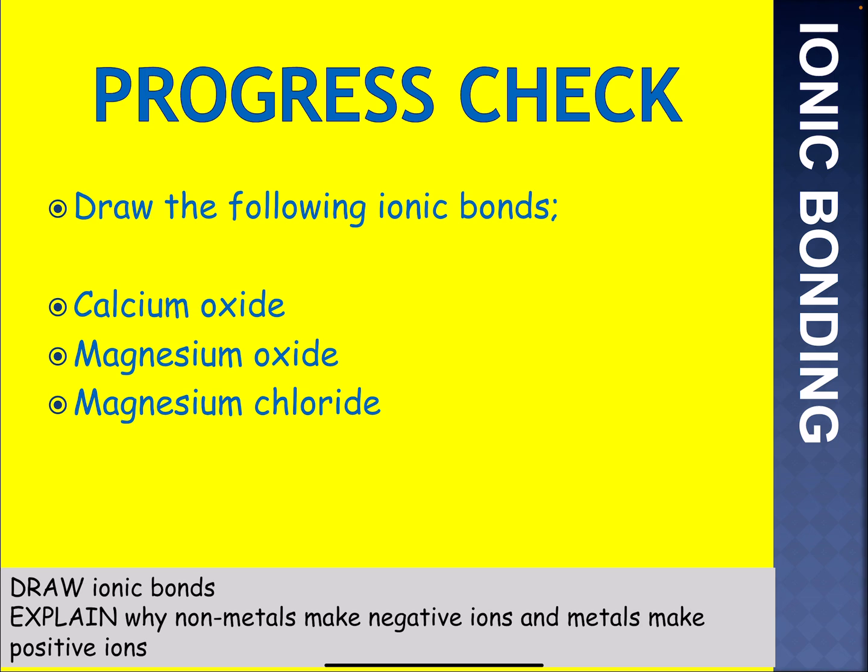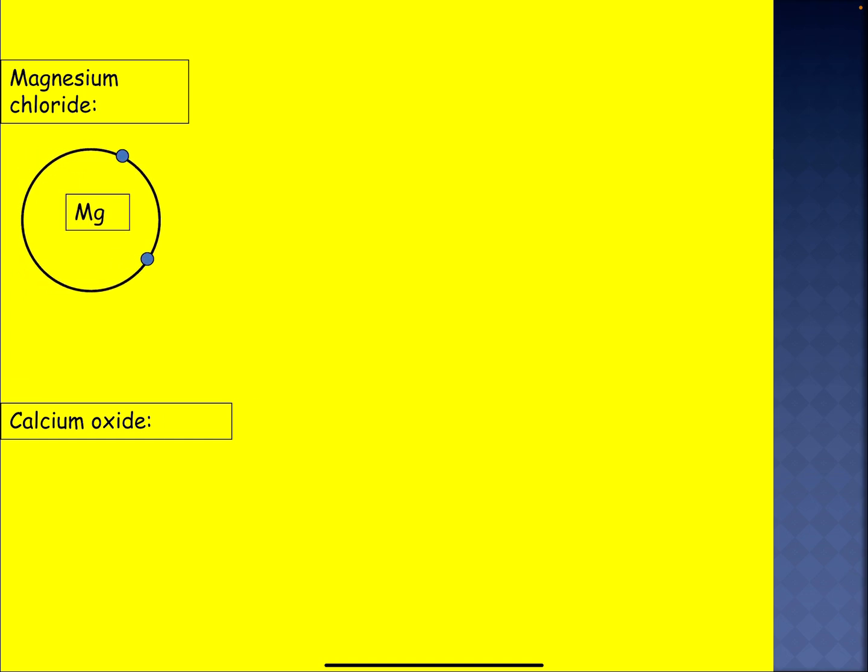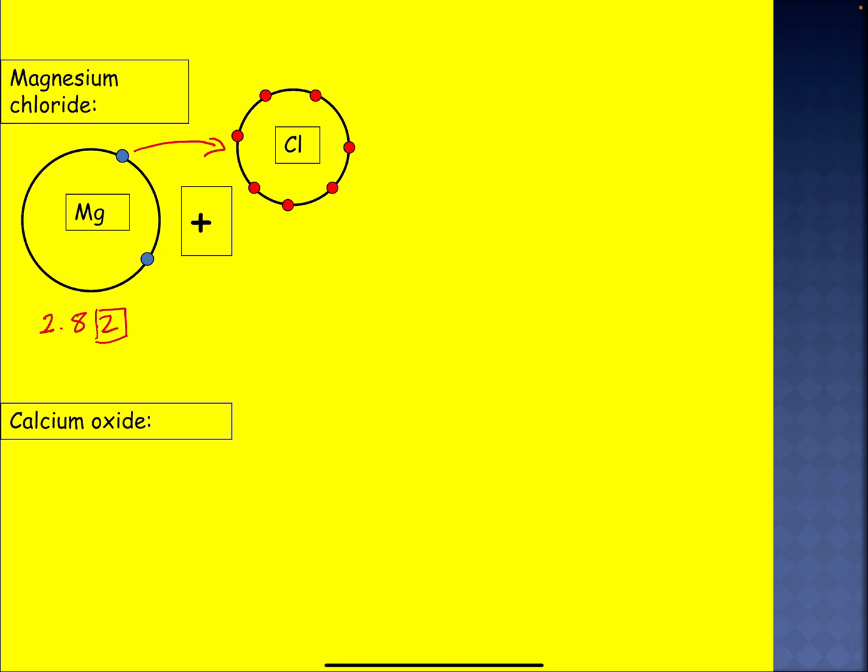Okay, let's see how you got on then. In magnesium chloride, there's your outer shell for magnesium. Don't forget, magnesium has an atomic number of 12, so its electronic structure is 2, 8, 2. We're only going to draw the 2 electrons in the outer shell. That reacts with the chlorine atom, which has 7 electrons in its outer shell. So it can accept 1 electron to make a full 8, but there's still 1 electron left over. So you need another chlorine atom to take this electron. When magnesium bonds with chlorine, 1 magnesium atom requires 2 chlorine atoms.